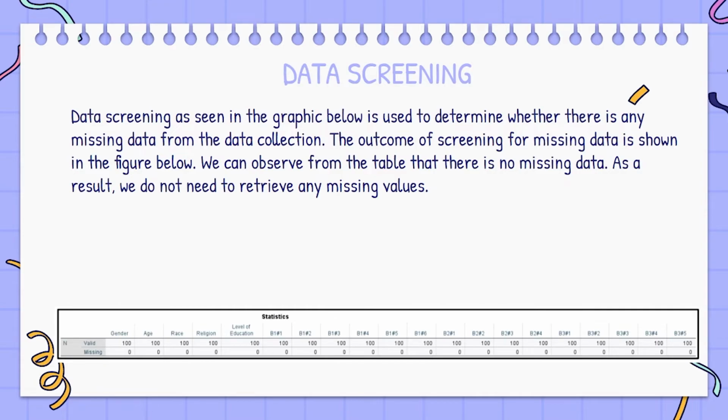Second, data screening. Data screening, as seen in the graphic below, is used to determine whether there is any missing data from the data collection. The outcome of screening for missing data is shown in the figure below. We can observe from the table that there is no missing data. As a result, we do not need to retrieve any missing values.